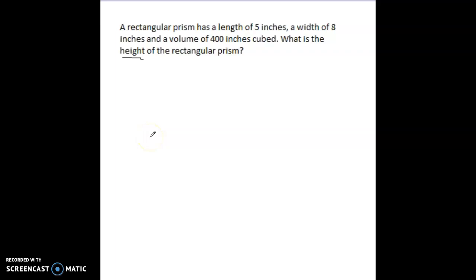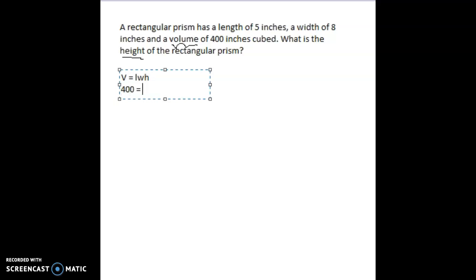It is a volume question, but are we finding volume? No. We're going to use what they give us to find a missing dimension, a missing piece. So since we're still on volume, and they give us the length and the width, and we're finding the height, we are still going to use the typical formula. Volume equals length times width times height. However, this time, do we know what the volume is? Yes, it's 400. So instead of the V, I'm going to put in 400.